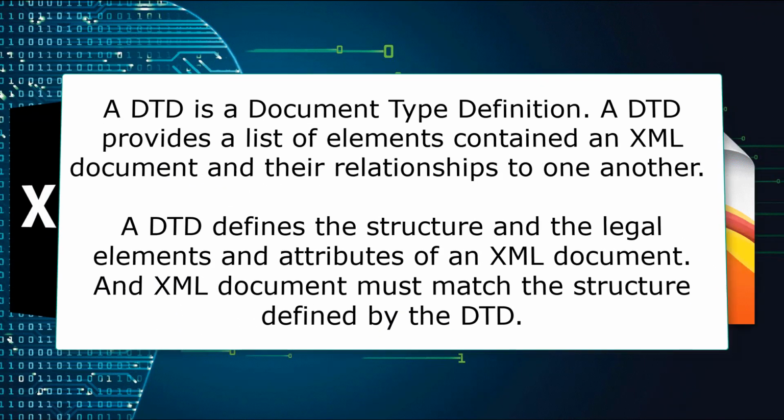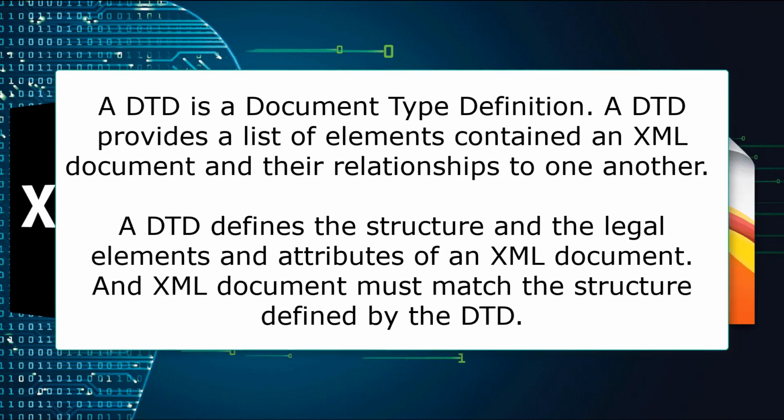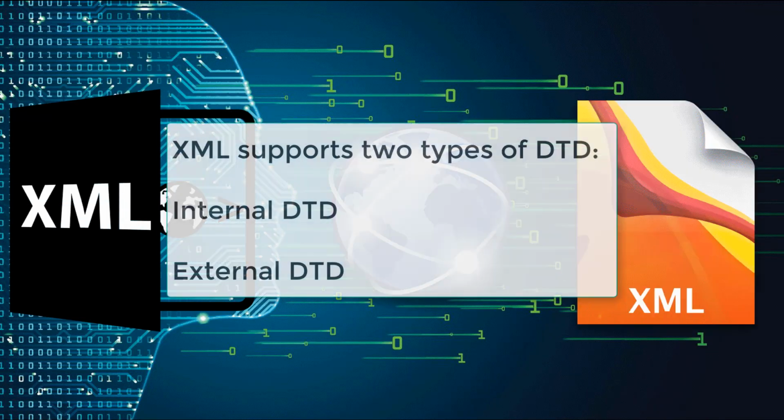So what is a DTD? A DTD is a document type definition. A DTD defines the structure and the legal elements and attributes of an XML document. So a DTD provides a list of elements contained in an XML document and their relationships to one another. The structure of the XML document must match the structure defined by the DTD. So there are two types of DTD. First is the internal DTD and second is the external DTD.